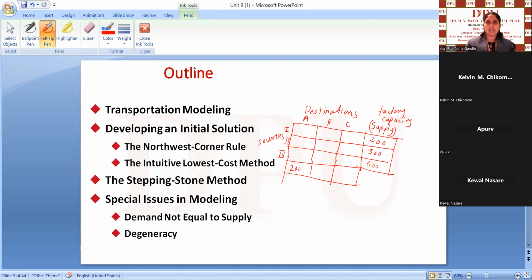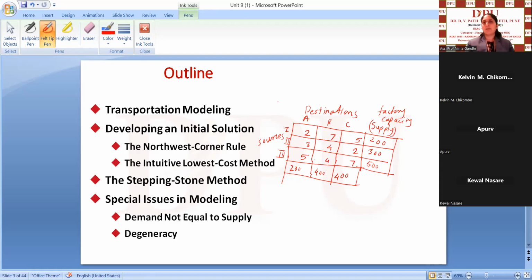The requirement at destination 2 is 400 units, and here also 400 units. Also, they give you the transportation cost. So here the cost is written like, let's say, 275, then 3, 4, 2, 547. So this is one of the examples.